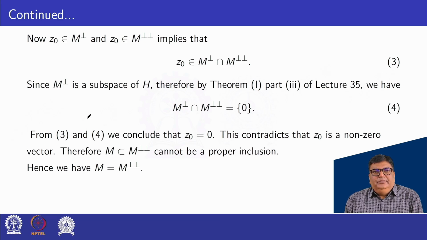From equations 3 and 4, we conclude that Z0 is equal to 0, because here Z0 is an element of the singleton set {0}. This contradicts that Z0 is a non-zero vector. Therefore, M being a proper subset of M double perpendicular cannot be a proper inclusion. Hence, we have M is equal to M double perpendicular.